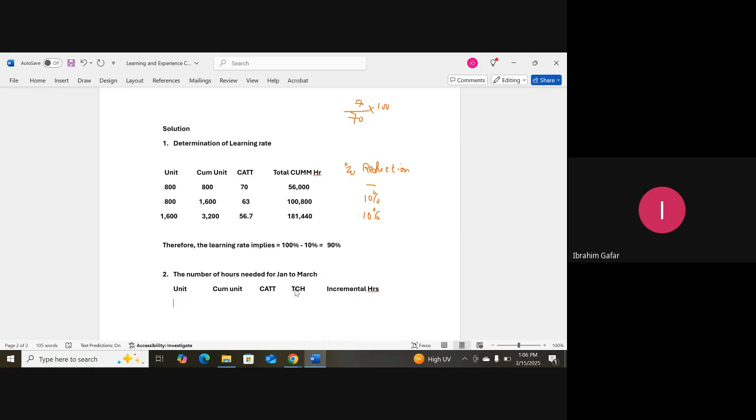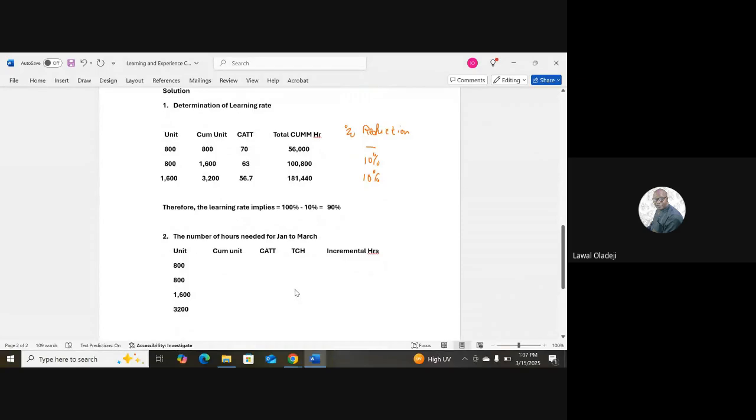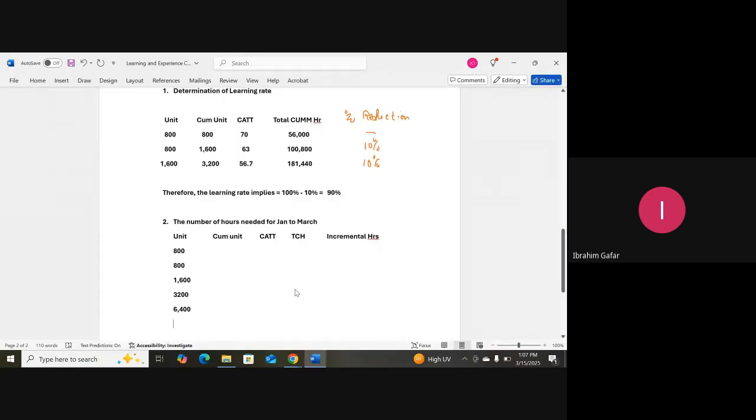So for units, we have 800, followed by 800, followed by 1,006, followed by 3,002, followed by 6,004, followed by 12,800. I think it stopped at 12,800. Yes, cumulative, sir. Let's do it together.